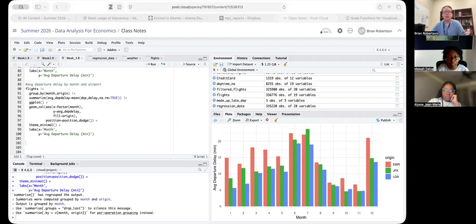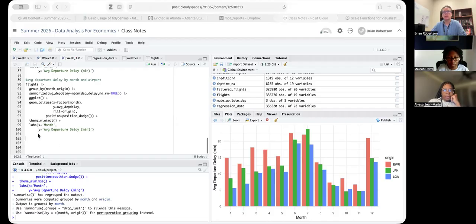The question now, though, is precipitation and flight delays, right? So is there a relationship between precipitation and flight delays? How might I want to show that? So let's do average departure delays and precipitation, right.